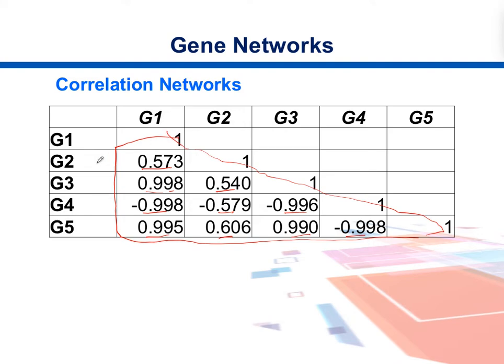G1 goes with the rest of the 4, so 4 of them are here, 3 are here, 2 and 1. So the total number we have here is 10. If we have 5 genes, it's 5 times (5 minus 1) divided by 2, which is equal to 10. So 10 pairs of those relationships are here.